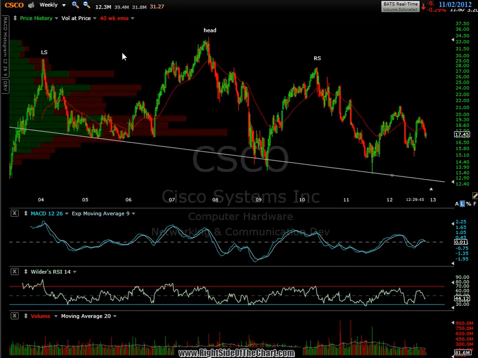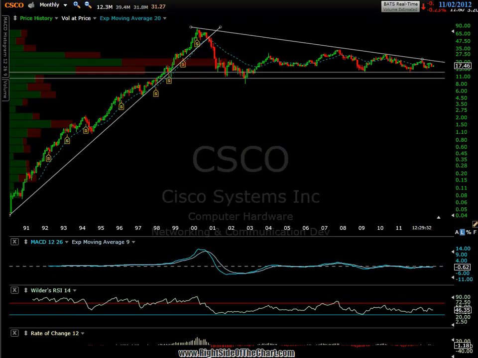Here's a weekly on Cisco. I mentioned this potential very large head and shoulders pattern setting up. This would be the neckline here, and this is a monthly view on Cisco.